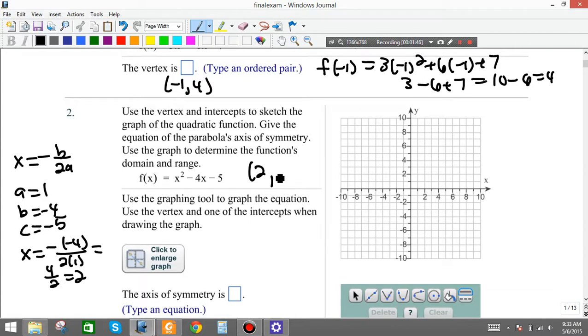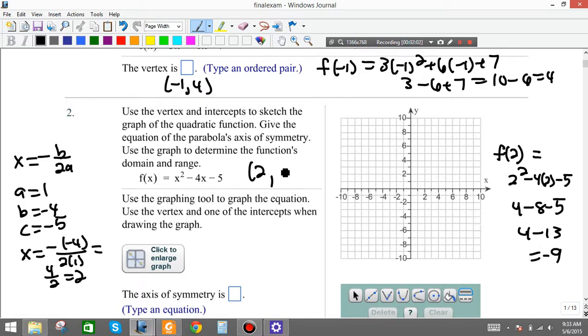We know now how to find the y-coordinate. You take 2 and you plug it into the original function. That's 2 squared minus 4 times 2 minus 5. That's 4 minus 8 minus 5. That's 4 minus 13. That's negative 9. The vertex is 2, negative 9.